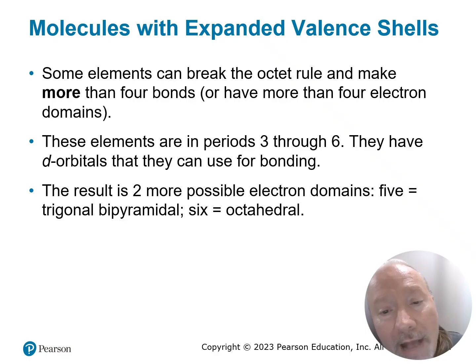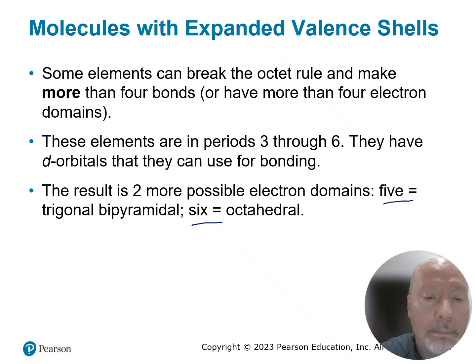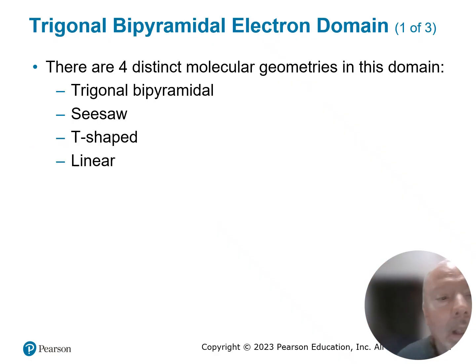And so we have where we could have 5 electron domains. Let me change to a pen and change ink color. And so we can have 5 electron domains and 6 electron domains, and then we can look at what happens when some of those electron domains are lone pairs or non-bonded electrons.